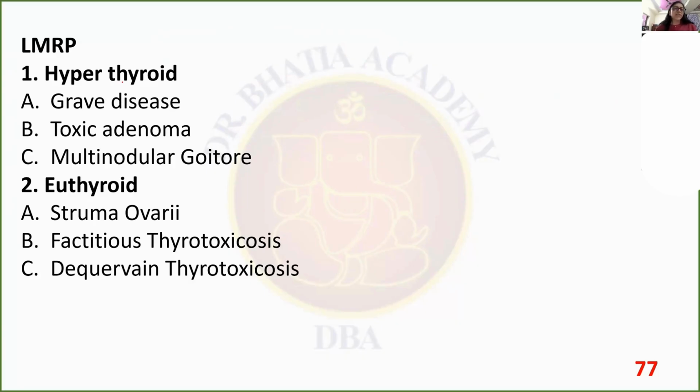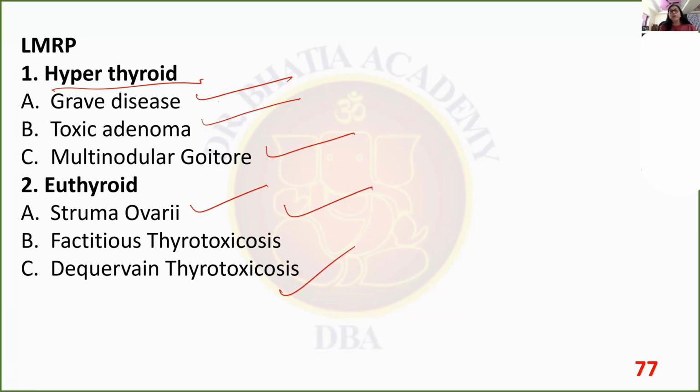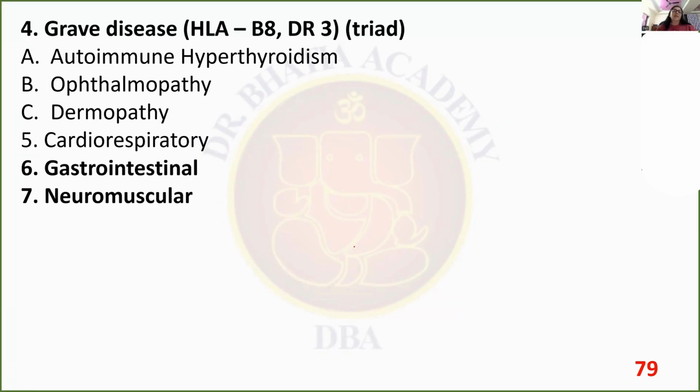Quickly revising the last minute revision points and then closing the class for today. Hyperthyroidism can be because of Graves, toxic nodule, or toxic MNG. Increased uptake with normal thyroid because of struma ovarii, factitious thyrotoxicosis, or de Quervain's thyroiditis. Graves' disease, an autoimmune condition, features a triad of ophthalmopathy, dermopathy and autoimmune hyperthyroidism. Associated with HLA B8, DR3.